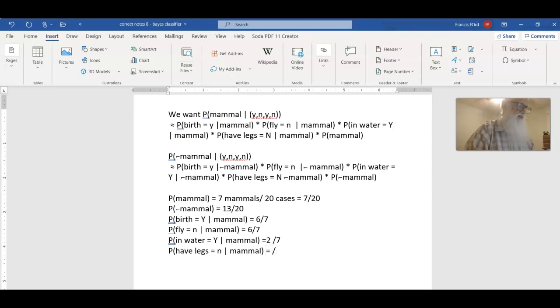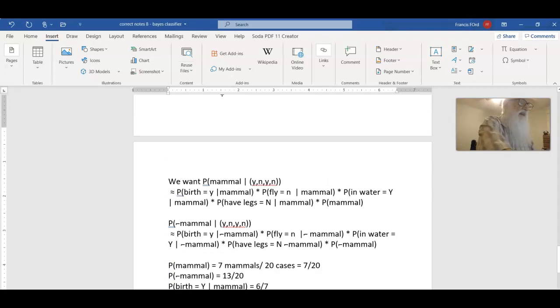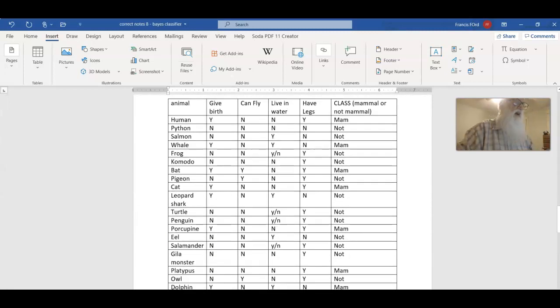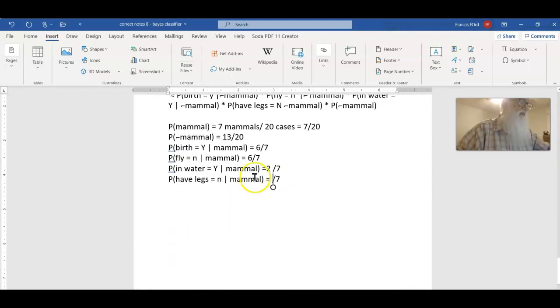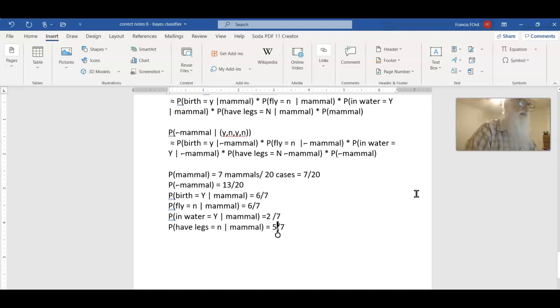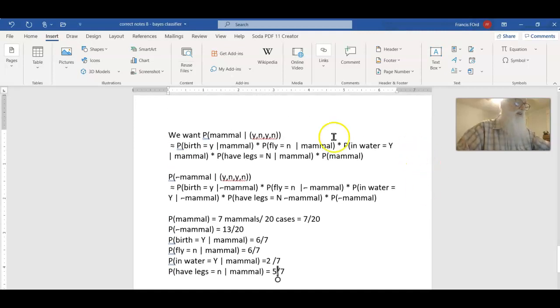So again, the denominator is going to be 7. And how many of them have legs? Let's see. 1 has legs. 2 have legs. 3, 4, 5, 5/7. So I have 5/7. Now I think that's everything I need. I think I've just given you everything I need to take the first problem. So I think this.